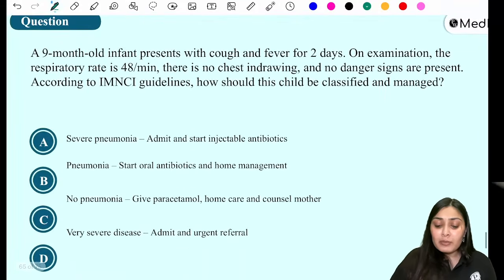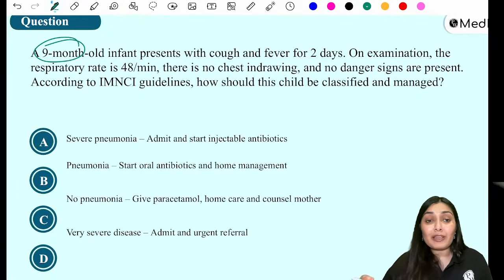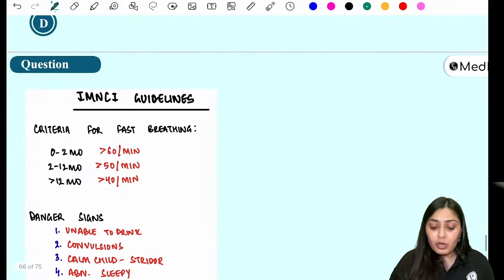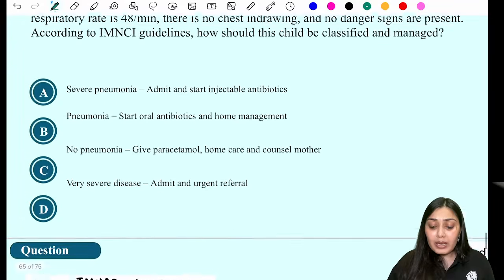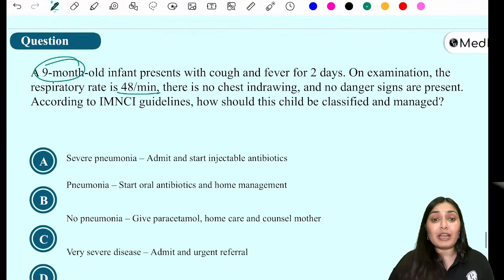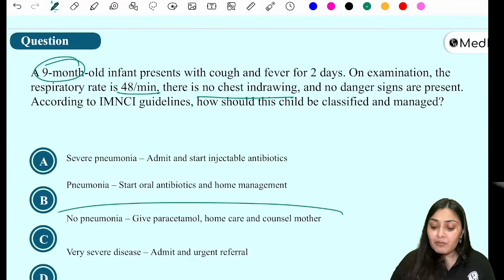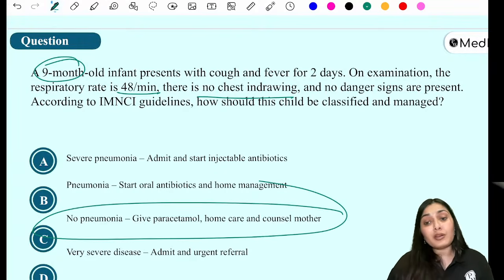Here we have a 9-month-old. So what is the criteria for tachypnea or fast breathing for a 9-month-old? More than 50. Here the respiratory rate is 48. That means this child does not have fast breathing. Also this child does not have any chest indrawing or danger signs. So this is no pneumonia. I just give paracetamol, home care, and counsel the mother. Option C is correct, right?